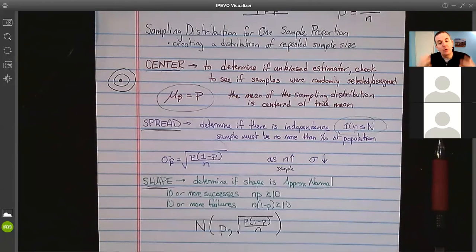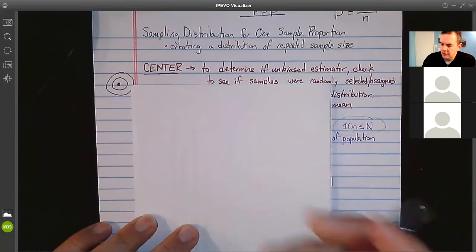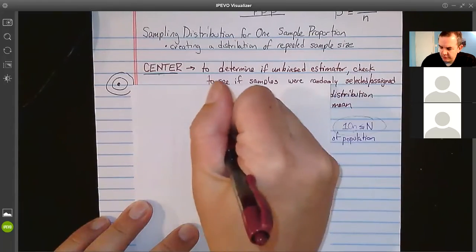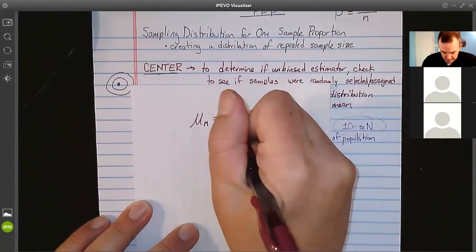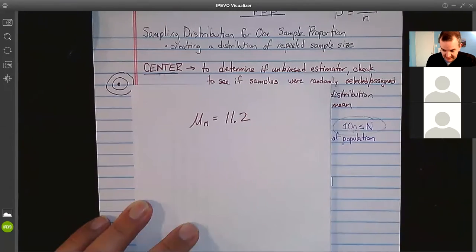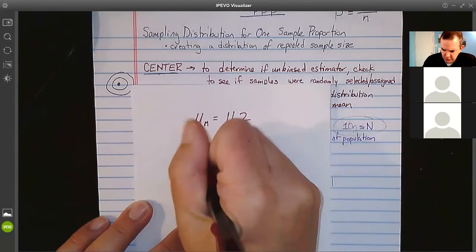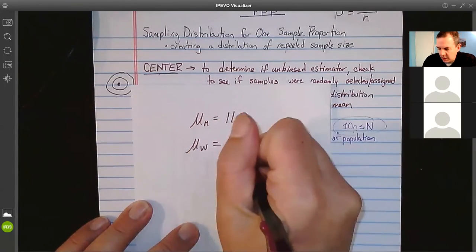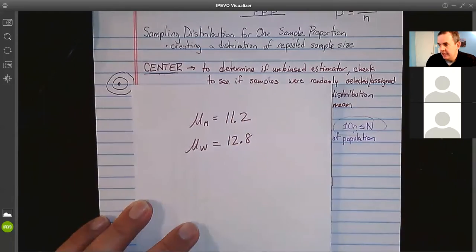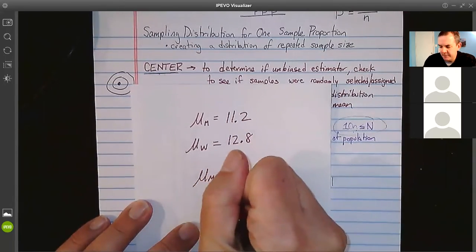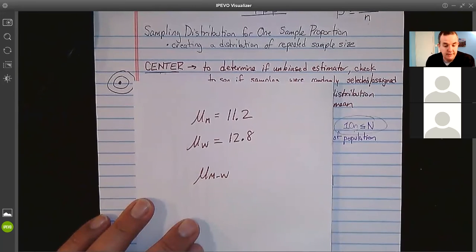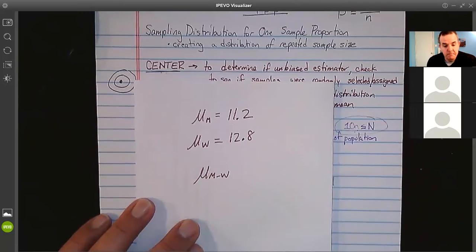And what's going to happen is once we do that, we can now call back on some of the rules we had from before. So for example, one of the rules we had from before is if I told you that the sample for males, let's say the mean for males, and I'm just making up a number, don't worry about context, is 11.2. And I told you that the mean for women was 12.8. And I wanted to figure out what the mean of men minus women is. What are we allowed to do in order to calculate that? Like if I wanted to figure this out, how would I do it?